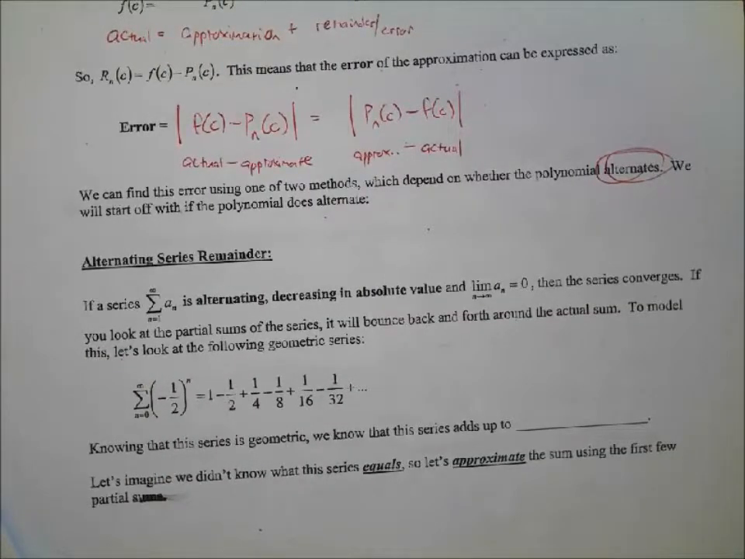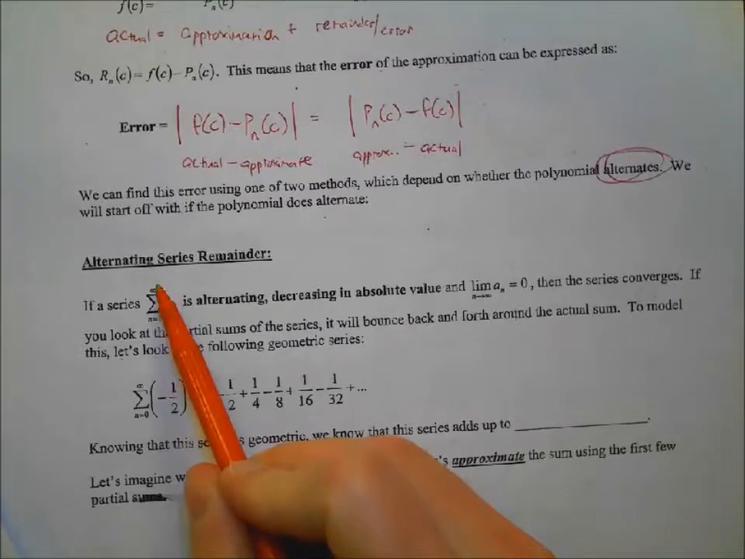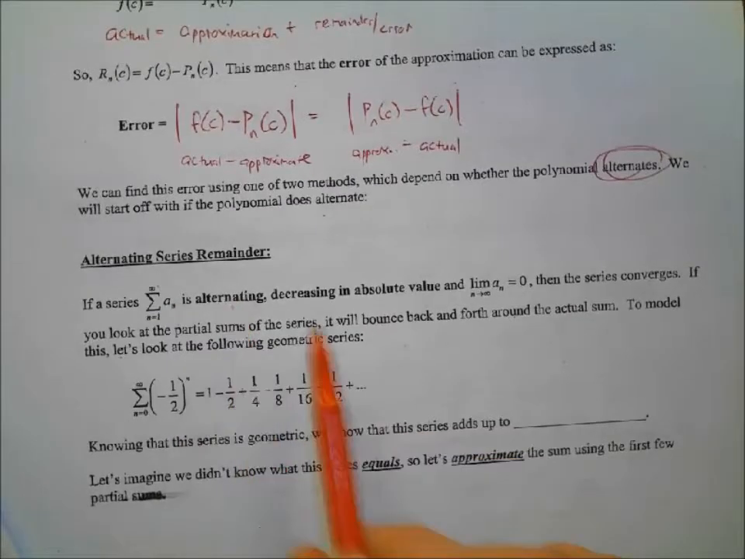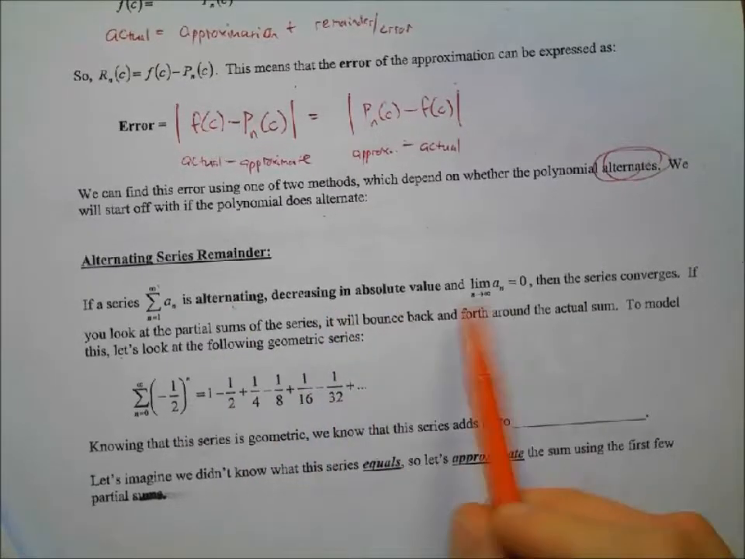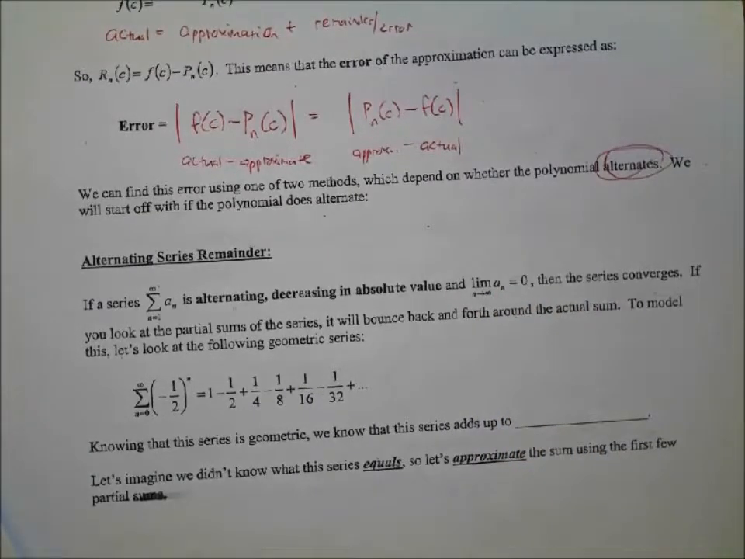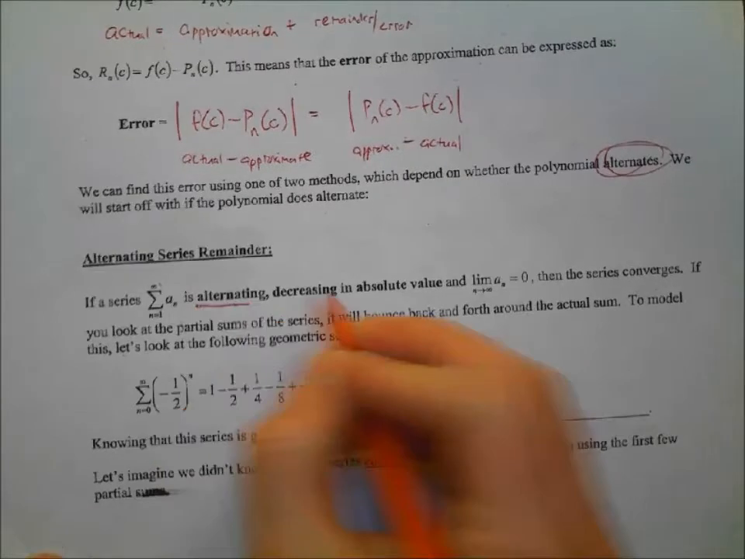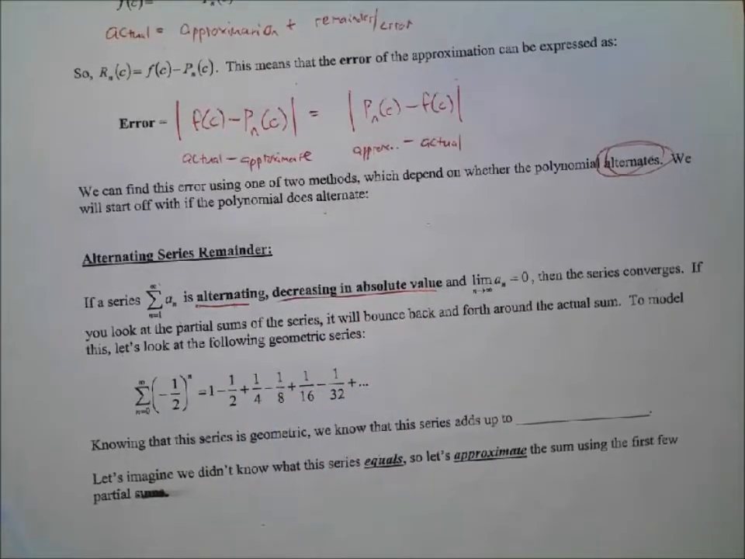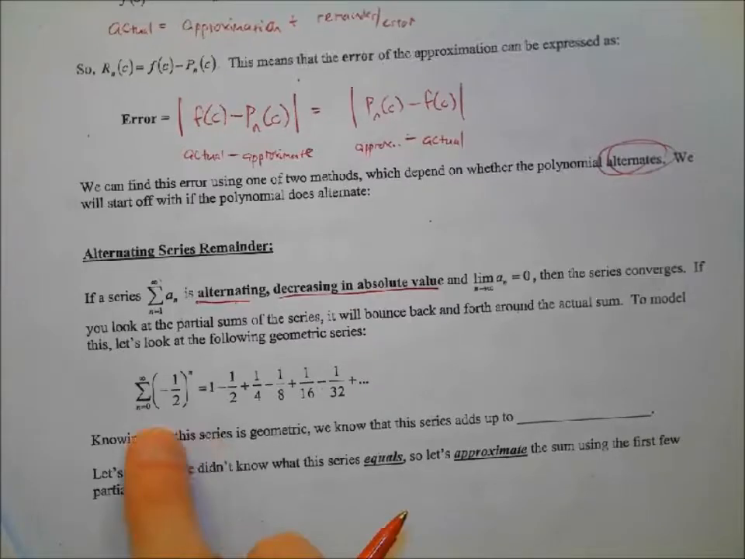So anyway, if a series, the sum from 1 to infinity of a sub n, is alternating and decreasing in absolute value, and the limit as n approaches infinity of a sub n is 0, then the series converges. These words are bolded for a particular reason. We're going to be using these words in a little bit as part of our justification for why we can use this idea. If you look at the partial sums of the series, it will bounce back and forth around the actual sum. To show this, we're going to start with a basic example.